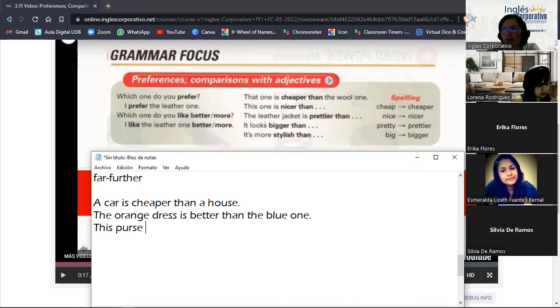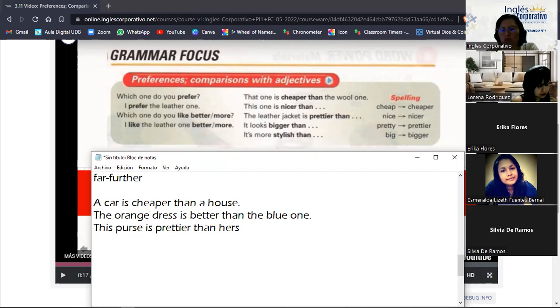This purse, este bolso, ¿verdad? This purse is prettier than hers, que el de ella, ¿verdad? This purse is prettier than hers, right?